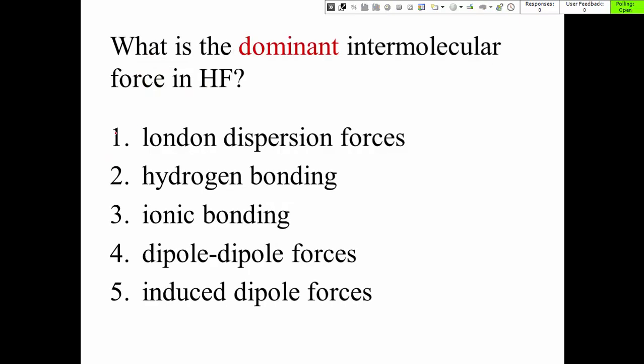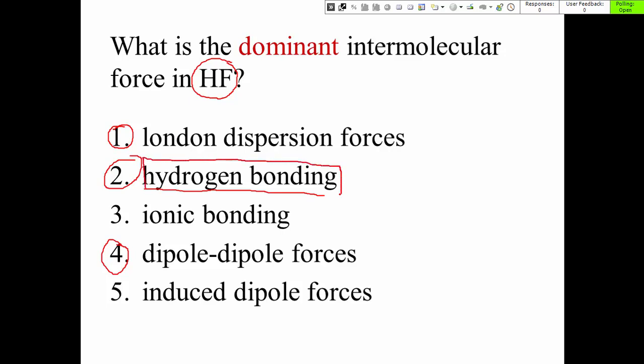What is the dominant intermolecular force in HF? The dominant is hydrogen bonding. It also has dipole-dipole forces because it's polar, but it has the particularly strong dipole-dipole forces of hydrogen bonding. And then we said all molecules have London dispersion. So all three of these are present in HF. It's the hydrogen bonding, though, that gives it its strength of bonding and is the dominant intermolecular force.